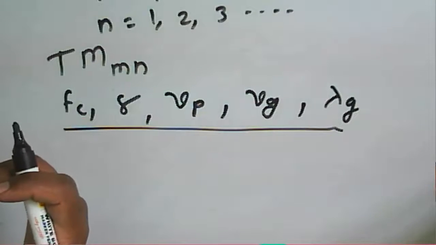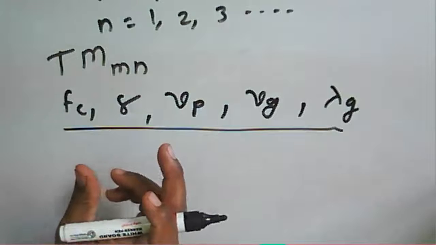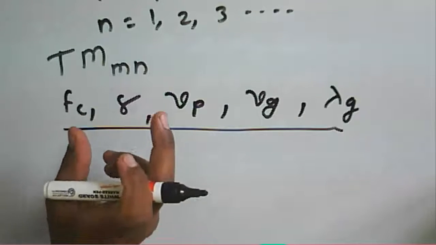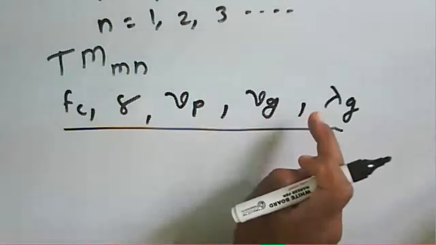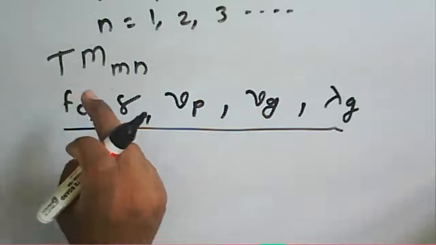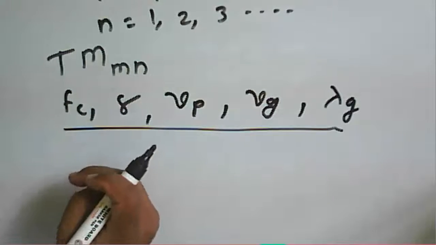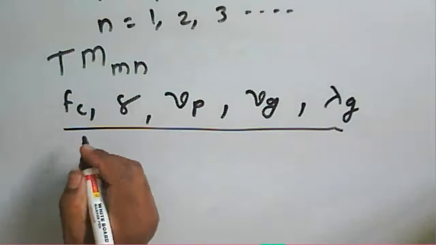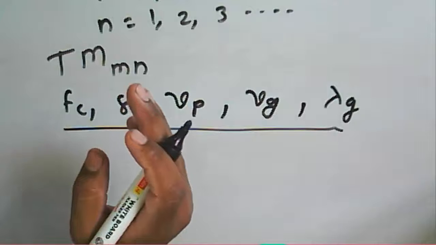So that is why we are saying that whatever equations we have derived here for the TE mode, those equations are the same for the TM mode. Only there is a variation. That variation is about what?